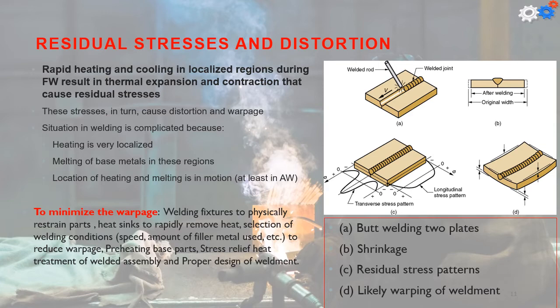To minimize warpage, welding fixtures are used to physically restrain the parts, and heat sinks are used to rapidly remove the heat. Selection of welding conditions like the speed and the amount of filler metal used can reduce warpage, as can preheating of the base parts, stress relief heat treatment of the weld assembly, and proper design of the weld joints.